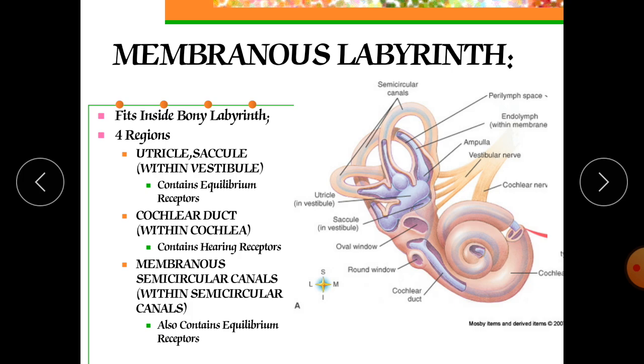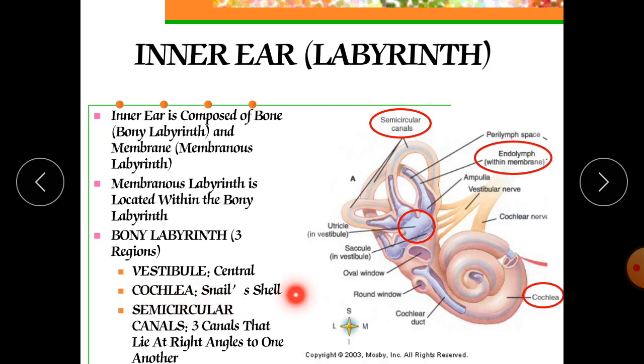Again, the scala vestibuli and the scala tympani are completely separated by the cochlear duct, except at the opening at the apex of the cochlea, called the helicotrema. Now we have discussed the cochlea. I also discussed the semicircular canals, the three canals, and the vestibule.